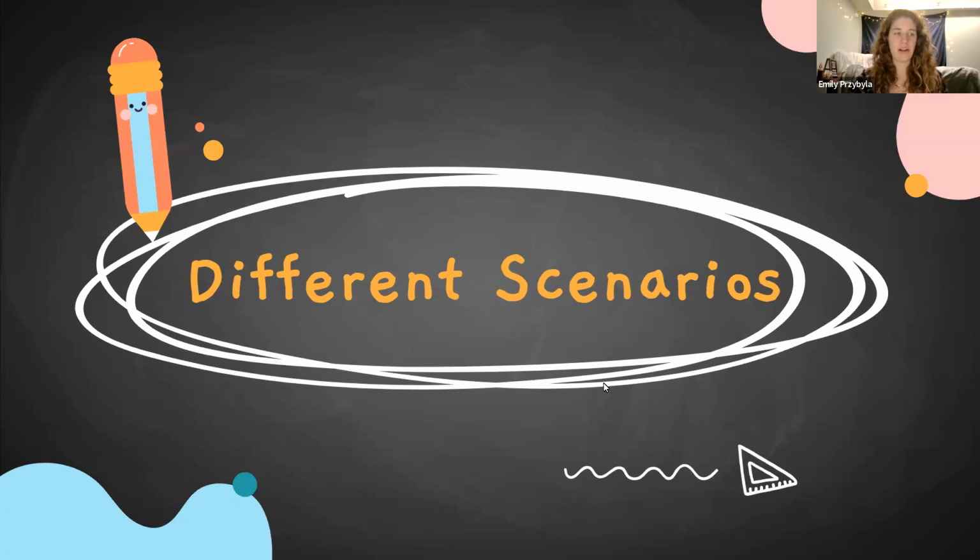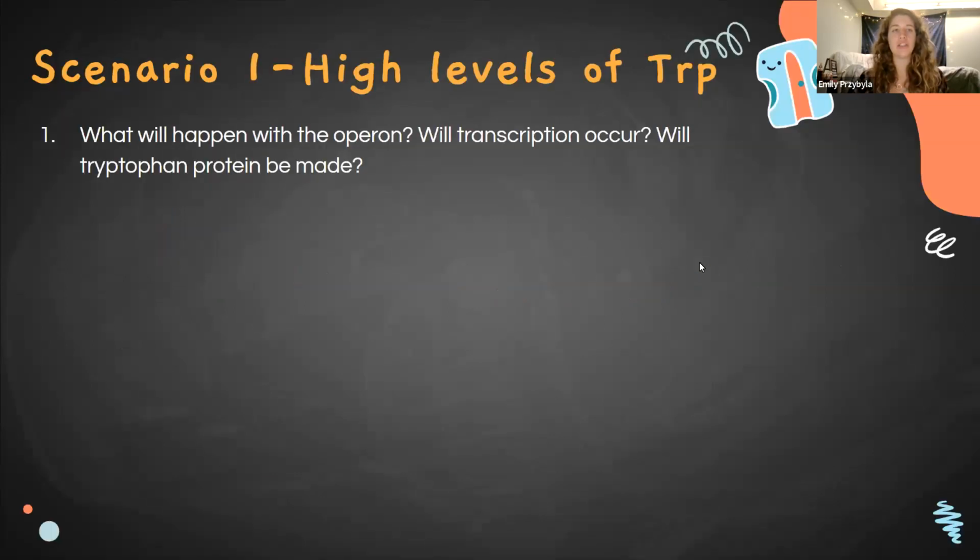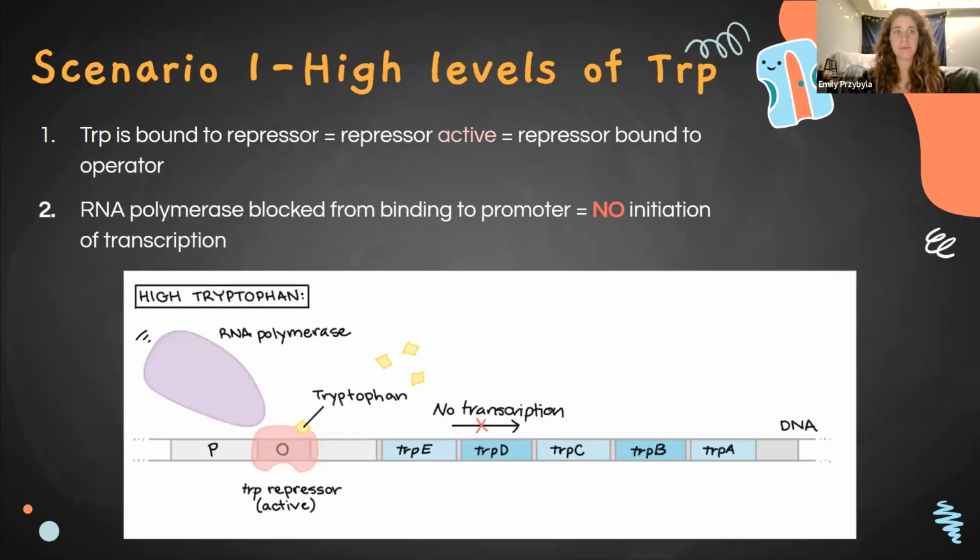So here are some different scenarios, and this is what I would be really comfortable with if I were you during the semester. Scenario one is if we have high levels of tryptophan. What's going to happen to the operon? Are we going to have any transcription, and will the protein be made? So what's going to happen with the operon if we have tryptophan?